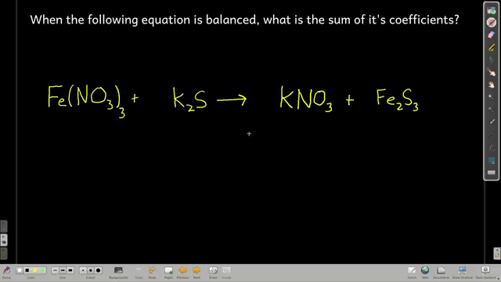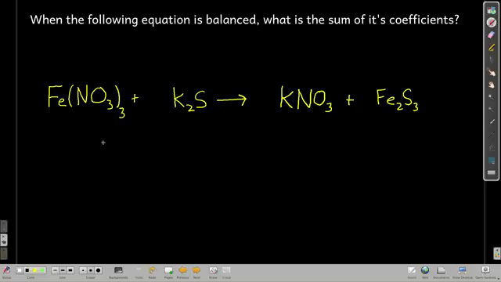Another trick is that if you see an element that's not combined with any other element, like pure iron or nitrogen gas, leave that for last, because you can put any coefficient in front of that, and it won't affect anything else in the equation. But here, if you put a number in front of potassium nitrate, it's going to affect what number we have in front of potassium sulfide and so on. So leave the uncombined elements for last, but we don't have any here.